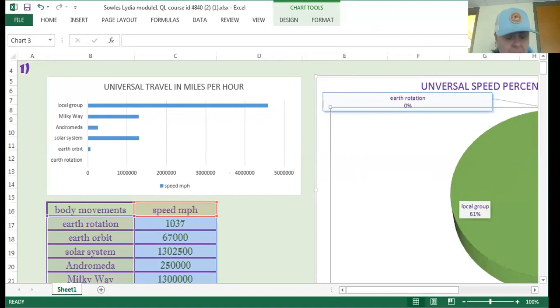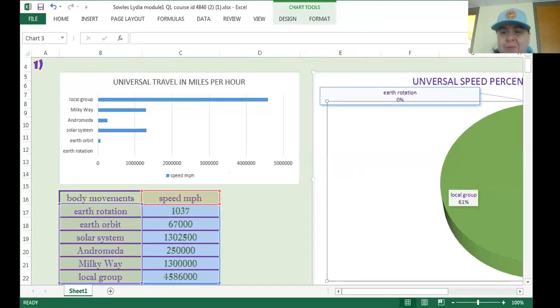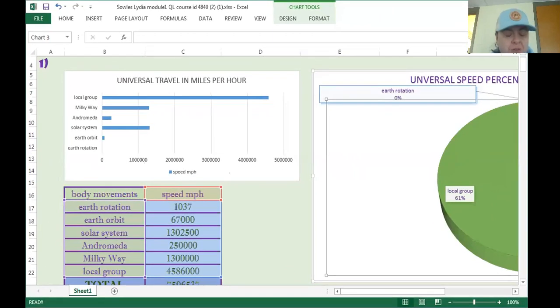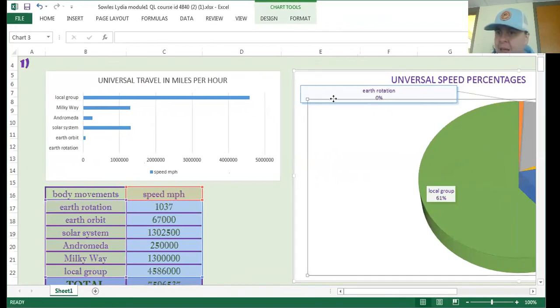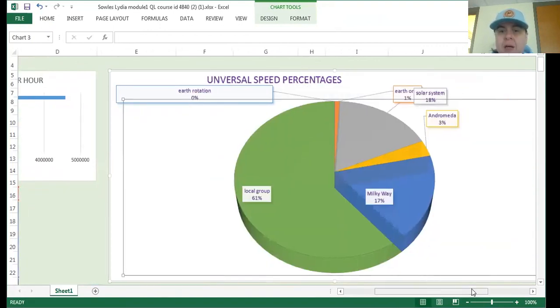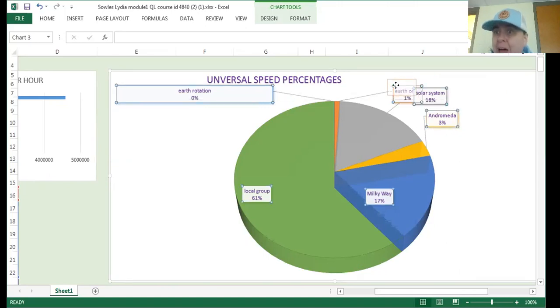I found interesting in problem number 1 the speeds that all the things around us are moving. It was quite interesting. The percentage map came out quite nicely. That 61% is the local group of galaxies that our little galaxy, the Milky Way, lives in. That we are orbiting the Andromeda galaxy also affects our speed. Our little solar system, 18%. Earth orbit and Earth's rotation barely fall onto the map at all. You can't even see the blue line.